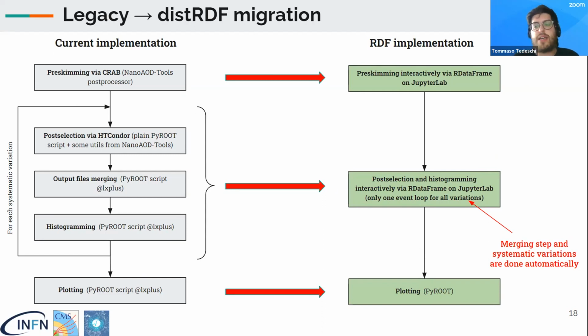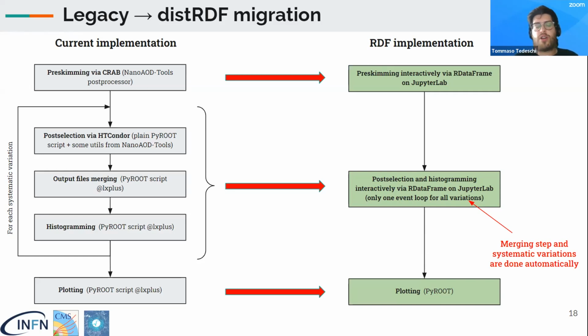The first part, in the legacy approach, is run on CRAB, so on grid resources, using NanoAOD tools, which includes a skimming based on triggers and a first preselection of the objects, and then the computation of all the necessary corrections. The second part is run in the legacy approach on HTCondor at CERN, and uses plain PyROOT scripts plus some utilities from NanoAOD tools.